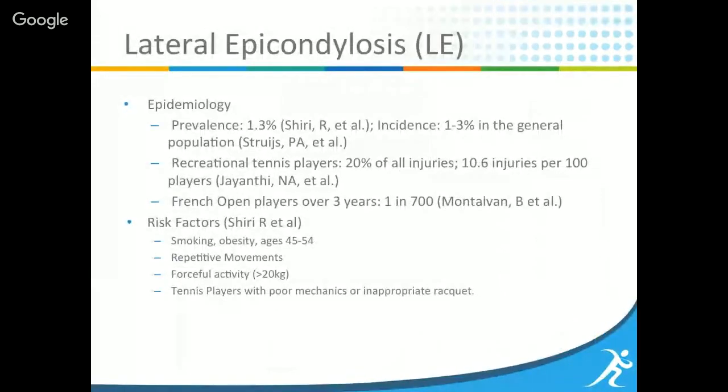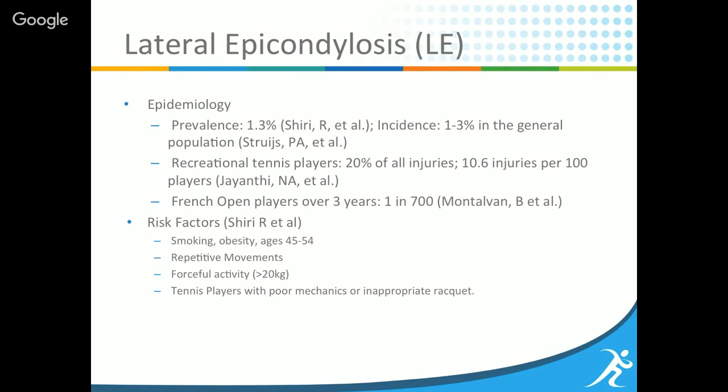All right, now talking about lateral epicondylitis, also known as tennis elbow. Prevalence about 1.3% in the general incidence and 1 to 3% in the general population. 20% of all racket injuries in recreational tennis players are lateral epicondylosis, though you'll tend to find that people who golf get tennis elbow, people who play tennis get golfer's elbow, so it doesn't really make a difference.